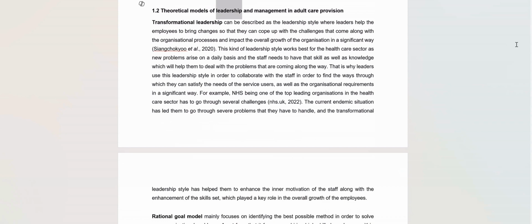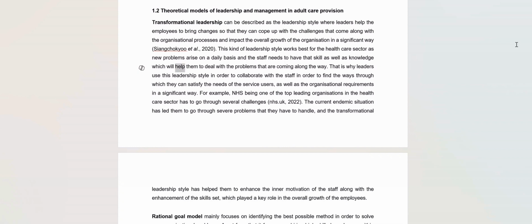Transformational leadership can be described as the leadership style where leaders help the employees to bring changes so that they can cope up with the challenges that come along with the organizational processes and impact the overall growth of the organization in a significant way (Siang-Chokyu et al., 2020). This kind of leadership style works best for the healthcare sector as new problems arise on a daily basis and the staff needs to have that skill as well as knowledge which will help them to deal with the problems that are coming along the way.